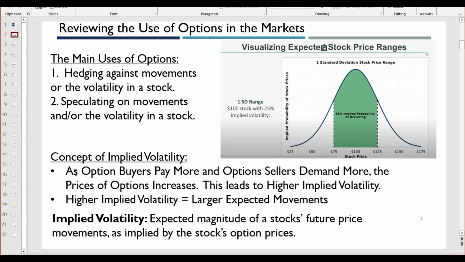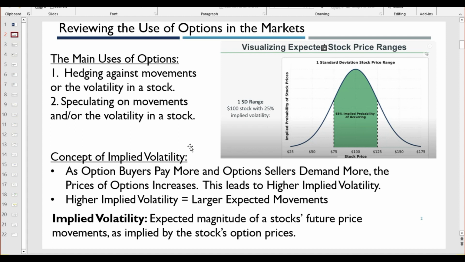It's the idea that, just like a regular stock price, as option buyers pay more or the sellers demand more, the prices of the options increase, right? Just like regular stock prices. So this leads to a higher implied volatility. The higher implied volatility is larger, then leads to larger expected movements, right? That's pretty much what it means.